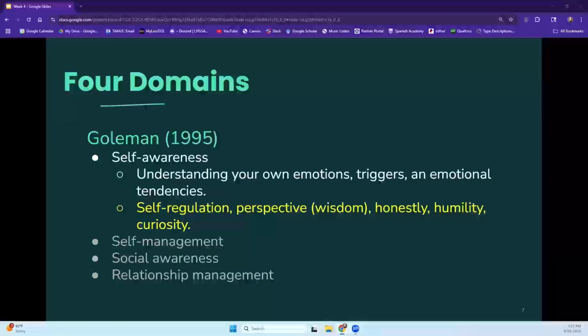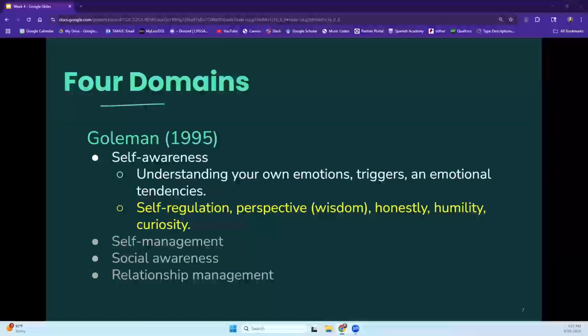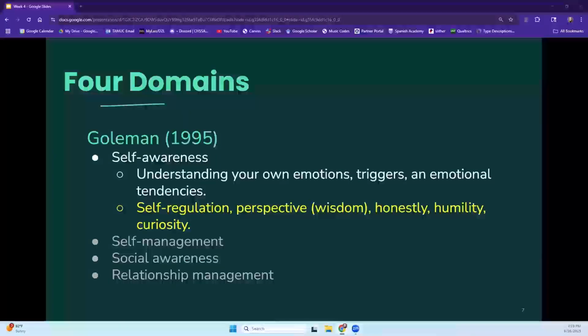And then curiosity obviously promotes openness to internal experiences, so that constant wanting to learn and being curious about self. So if you had one of those in your top character strengths, you've probably had some natural tendencies and natural strengths in self-awareness, some already innate skills that you've acquired over life that make this domain potentially more natural to you.